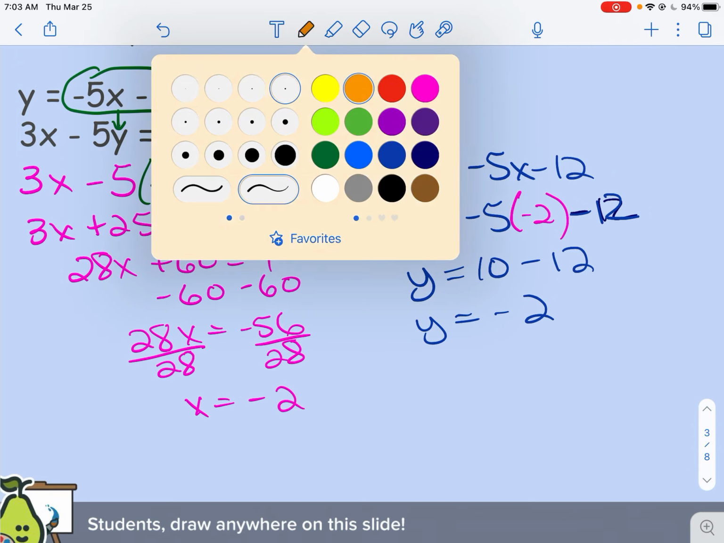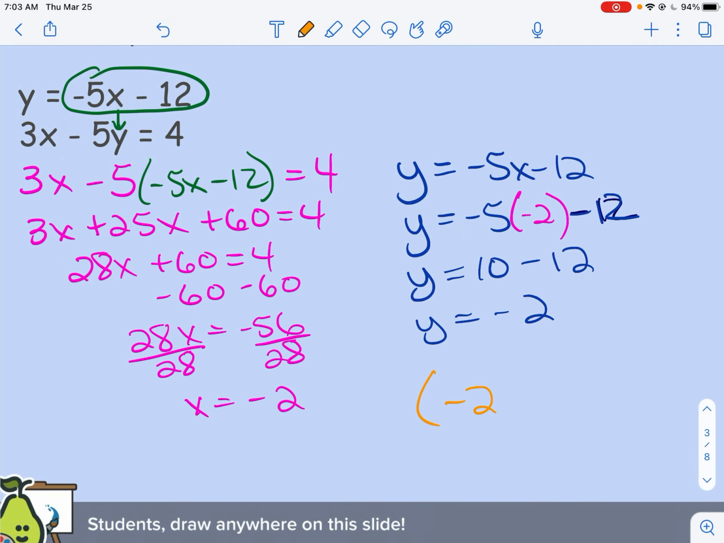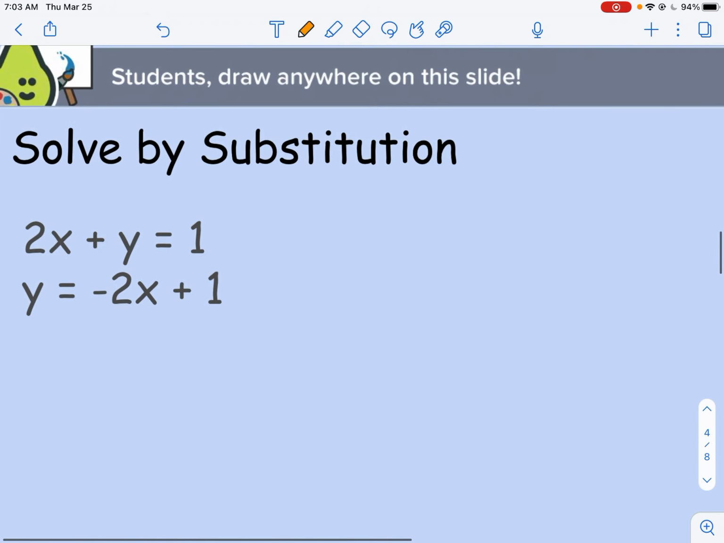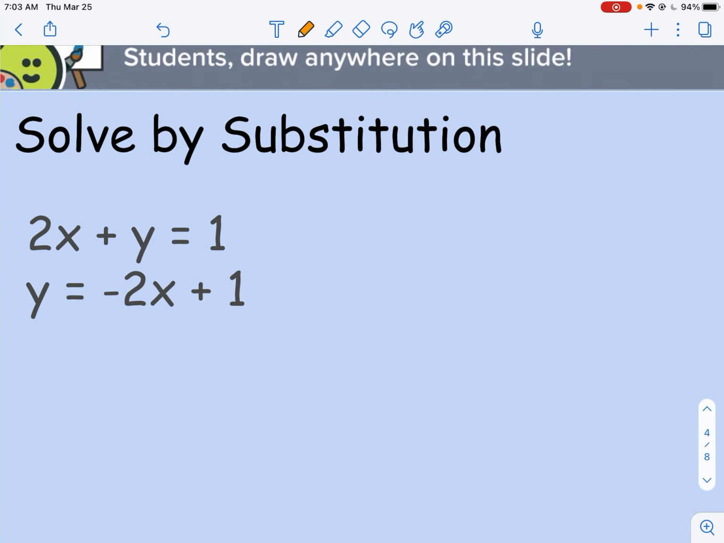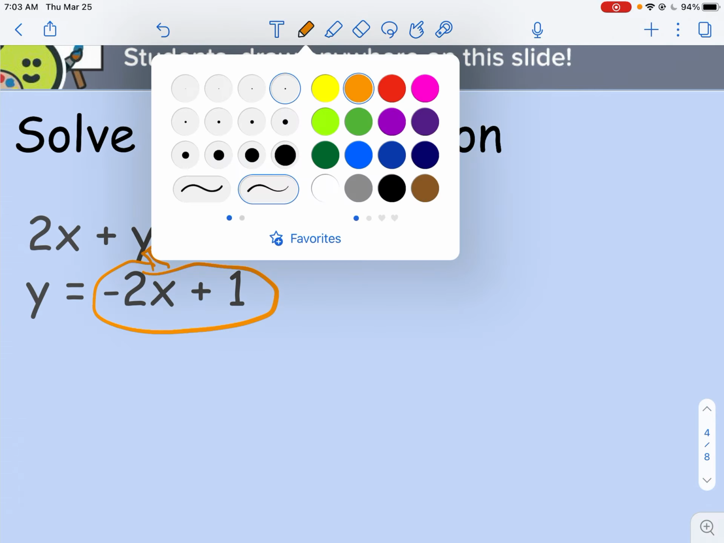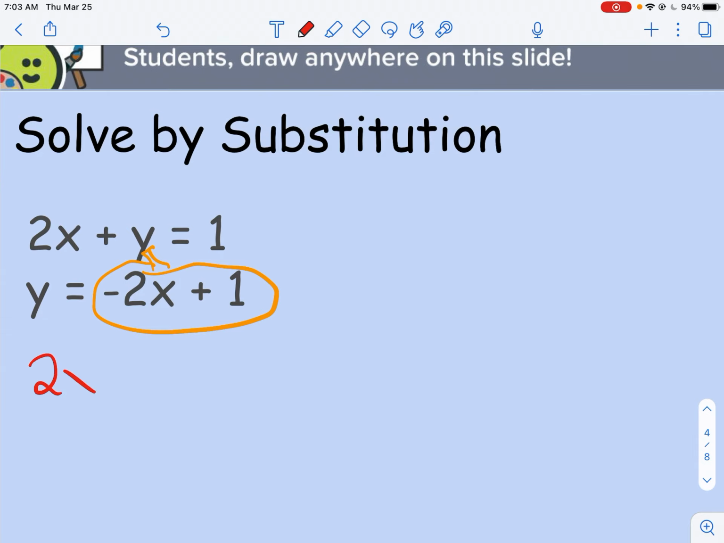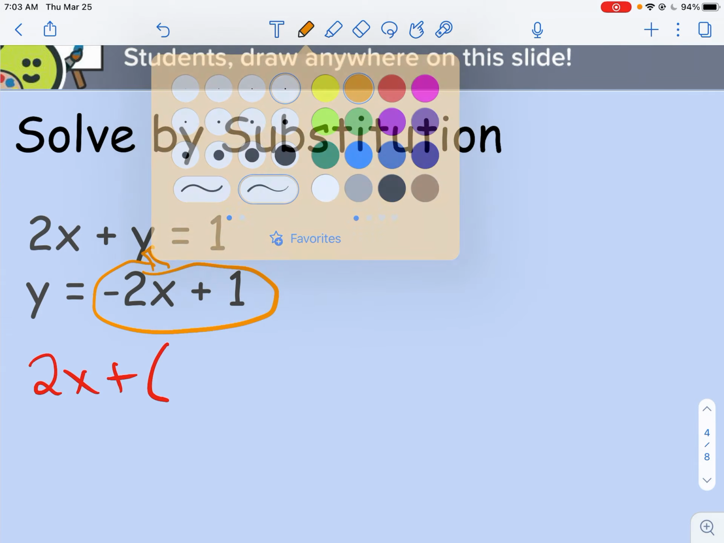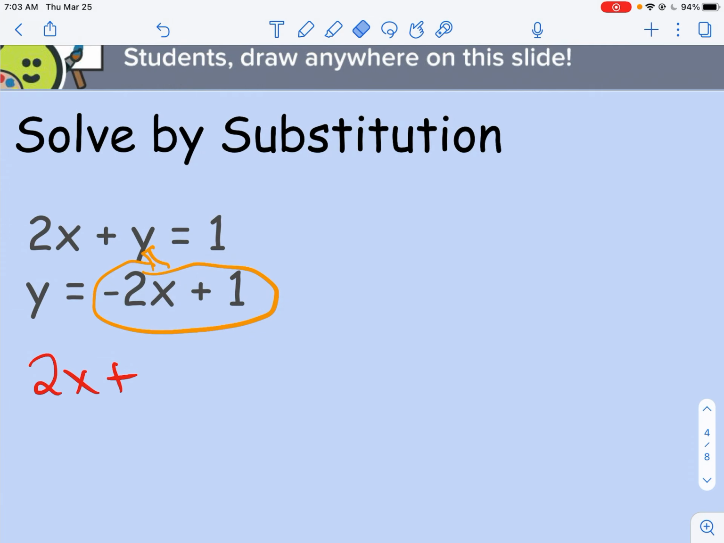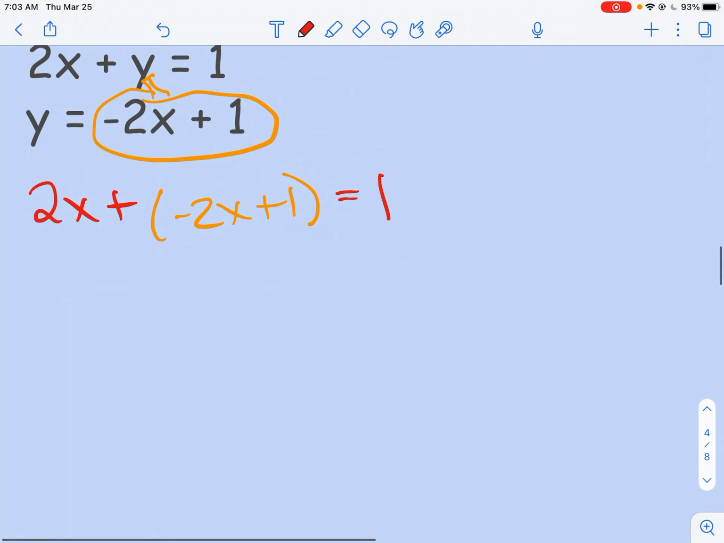So then that would be negative 2, negative 2. Now let's try this one. Okay, so I'm going to take this and I'm going to plug it in for that y right there. So 2x plus parenthesis, negative 2x plus 1 equals 1.